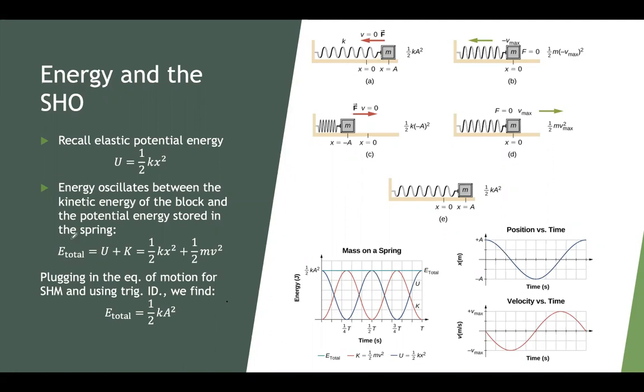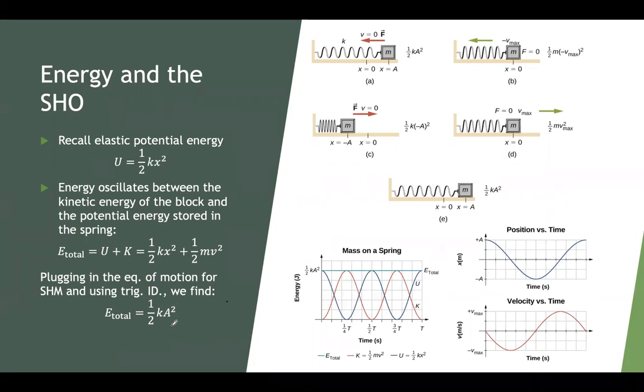Okay. And so our total energy of a system like this is going to be our potential energy plus our kinetic energy, which is 1/2 kx squared plus 1/2 mv squared. Now, using our previous equations of motion for simple harmonic motion and some trig identities, we find the total energy is equal to 1/2 kA squared, where A is the amplitude and k is the spring constant.